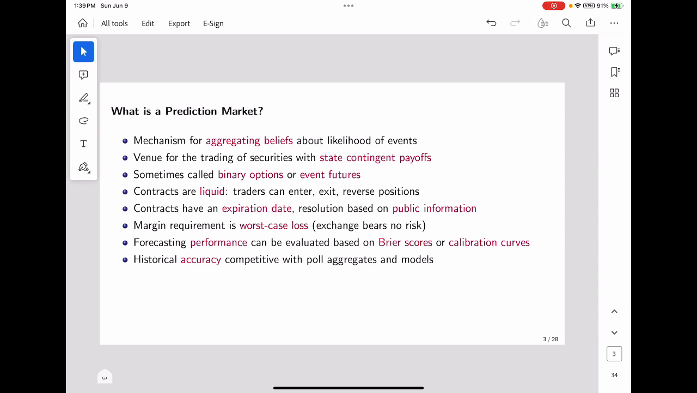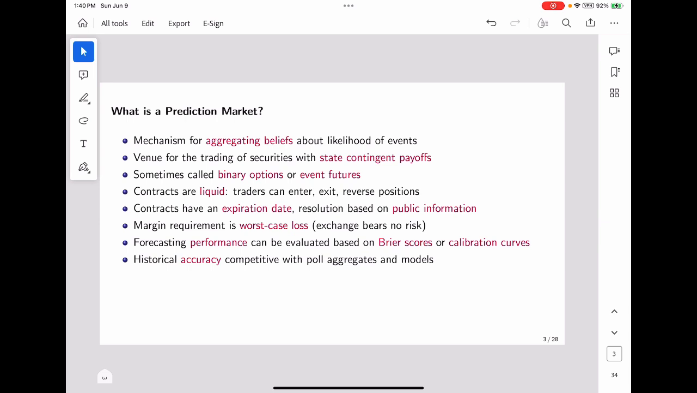So let's start by answering the question of what a prediction market really is. One way to think about it is that it's a mechanism for aggregating the beliefs of a variety of different people. So if people have different beliefs about the likelihood of some future event, they can bet against each other. That betting or trading activity gives rise to a certain price, and that price can be interpreted under certain conditions as a probability.